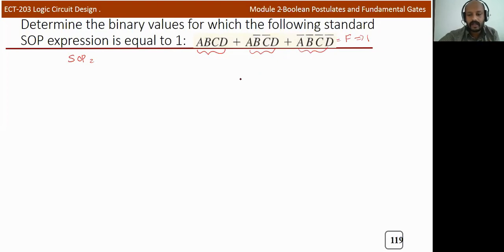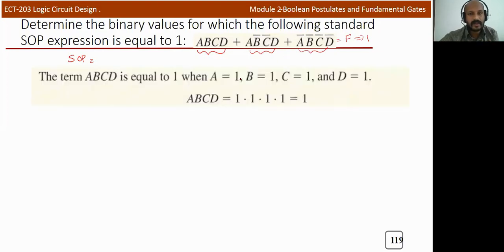For that, we need to analyze the expression. In order to get the output equal to 1, either the first term is equal to 1, or the second term is equal to 1, or the third term is equal to 1. Or it can be all the terms, or one or more terms. The output is 1. So this is OR operation. If any one of the inputs is 1, the output will be 1.